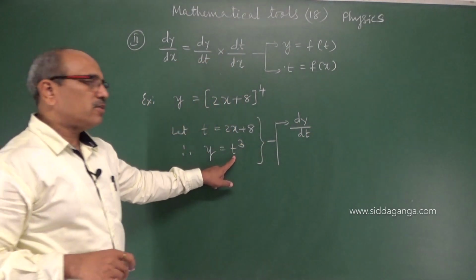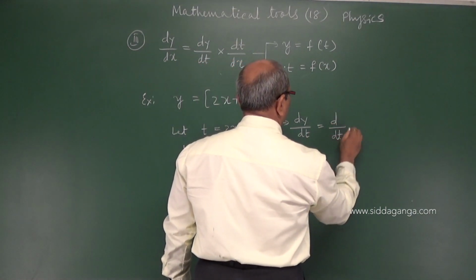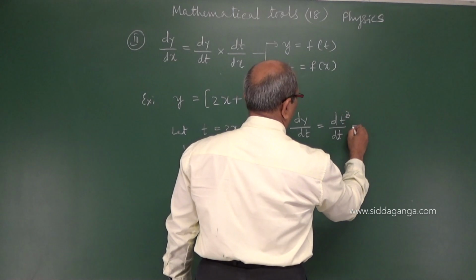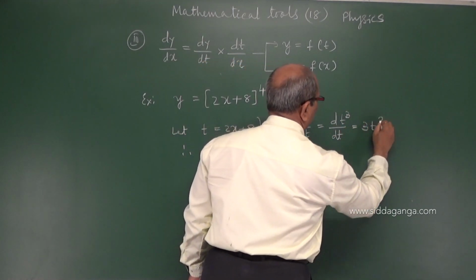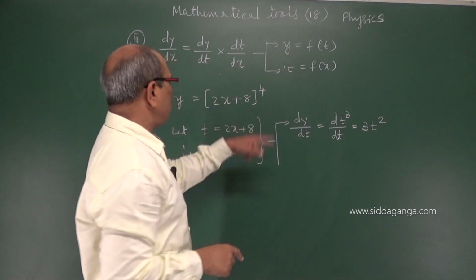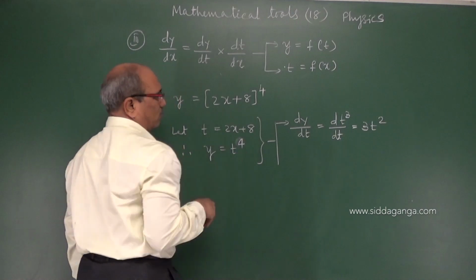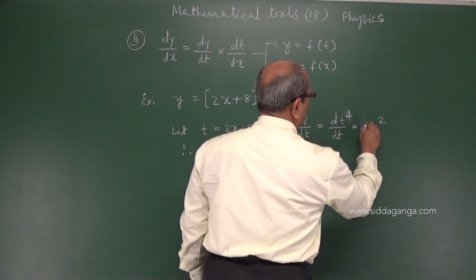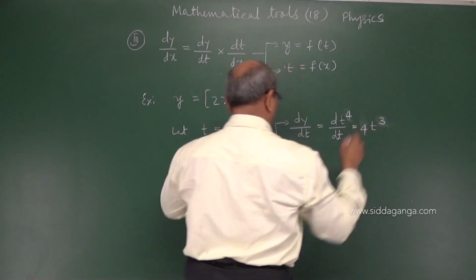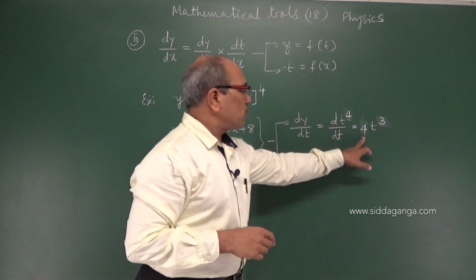With respect to t, that I can write as d by dt of t power 4, therefore it is... t power 4, sorry, not cube. Sorry, it is to the power of 4. So it is power 4, hence it is 4 t cube. The derivative of t power 4 is 4t cube.